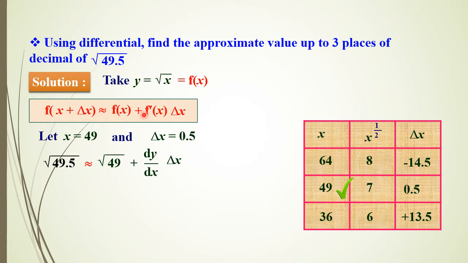Next, f of x plus delta x is equal to f of x plus f dash of x into delta x, or dx, it can also be written. Remember, this is a standard form. It is adopted for finding the approximate value of the square root, cube root, fourth root, fifth root, 10th root, etc. of any numbers. Now come back to the given value 49.5.